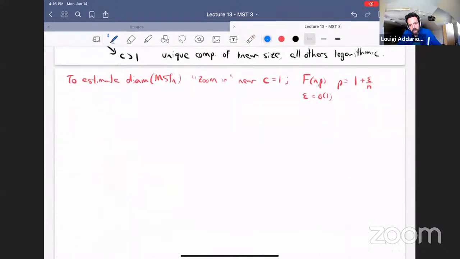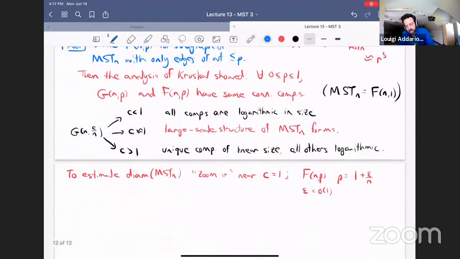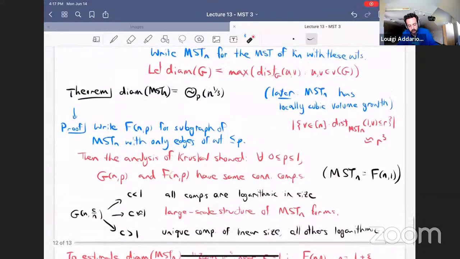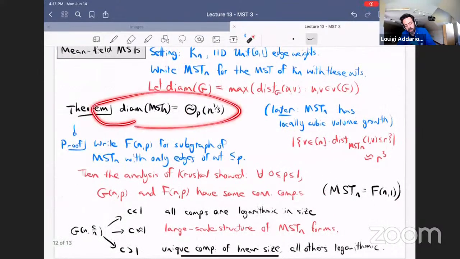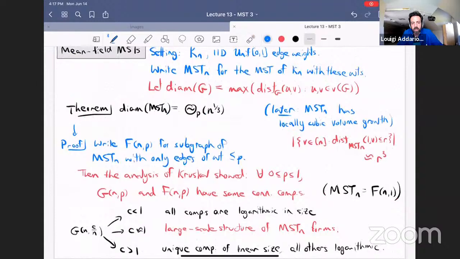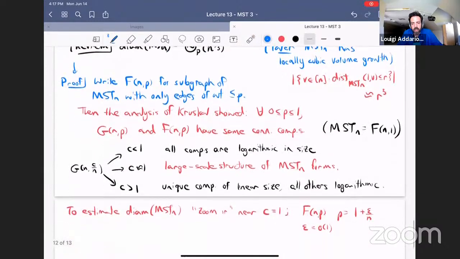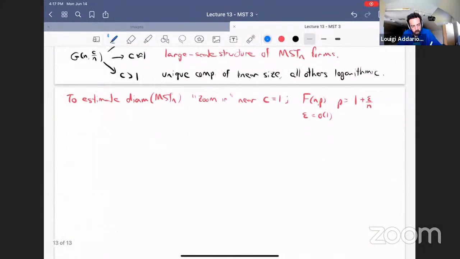So let me start by just seeing how this connection can be exploited to get a lower bound. The lower bound in this theorem is quite straightforward. I can basically prove it to you right now. So I'd like to do that, and it'll give us a sense of how more generally we're going to use the connection.